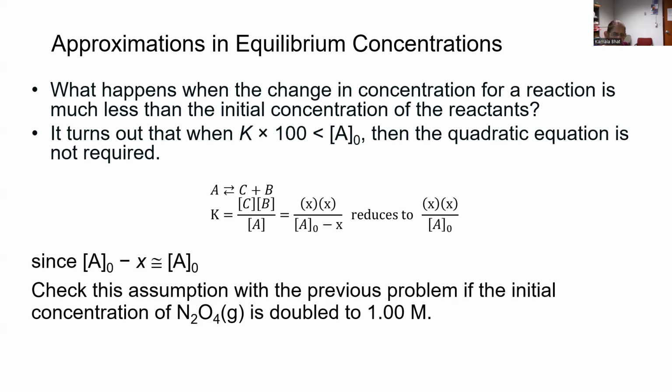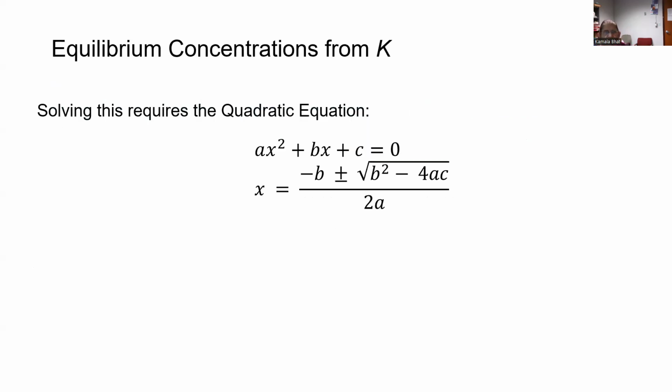Now, the same example for N2O4 over here, we are going to double the volume and then see how to do the solution. When the initial concentration of N2O4 is increased to 1, then we have to use the quadratic equation. And over here, the equilibrium concentration x is given as minus b plus or minus the square root of b squared minus 4ac, over 2a. That is the solution for x, which we consider as the change in concentration.